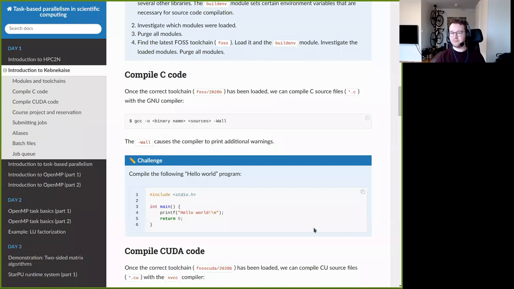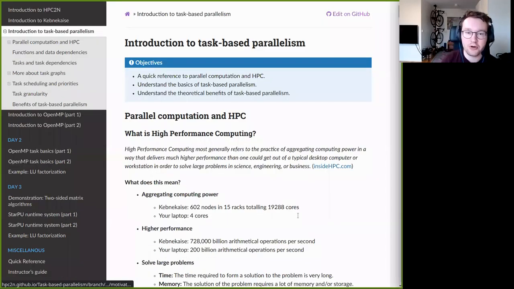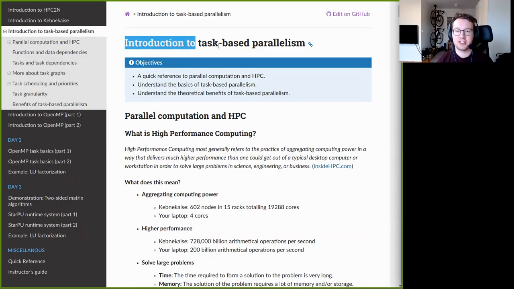Resolve those issues. But now I think it's time to move on to the actual materials of the course. So this is the first actual lecture. It's called Introduction to Task-Based Parallelism. And this lecture has three primary learning goals.